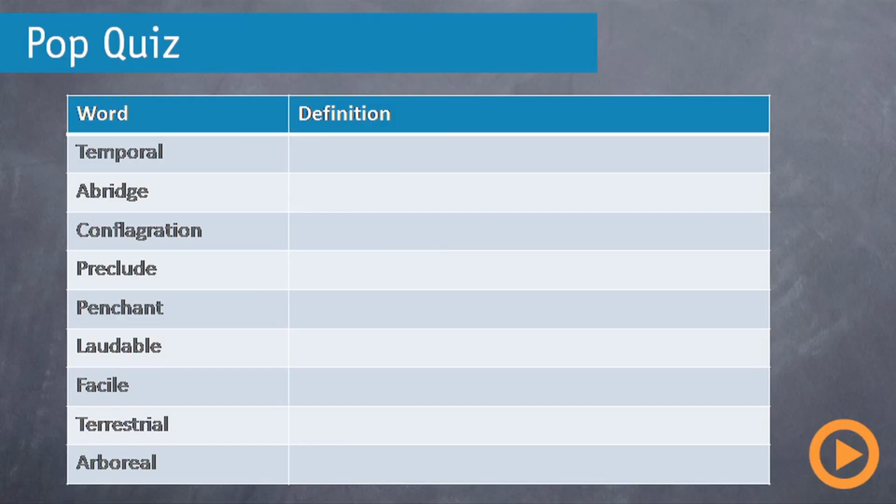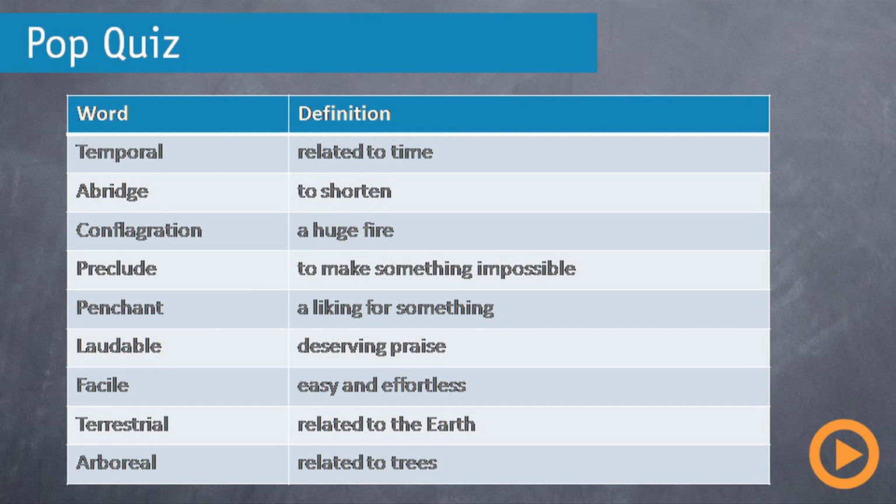Now, let's tie this all together with a pop quiz and see if those 9 terms stuck with you. You may want to freeze this and see whether you know the definitions, more or less, for these words. Temporal, abridge, conflagration, preclude, penchant, laudable, facile, terrestrial, and arboreal. Give it a try. The answer's coming up. Here goes. So how many of those did you remember? I suspect it's more than you might have expected. So try these 3 tricks in order to memorize words more quickly and remember them longer term.